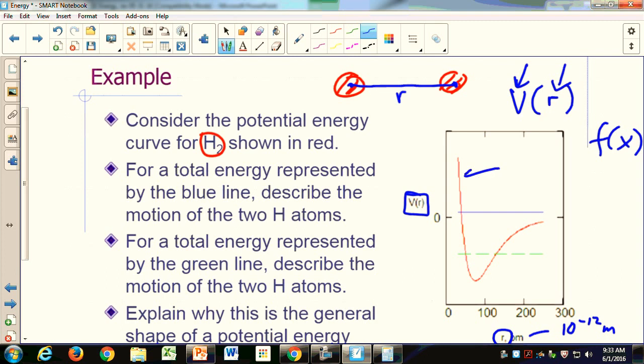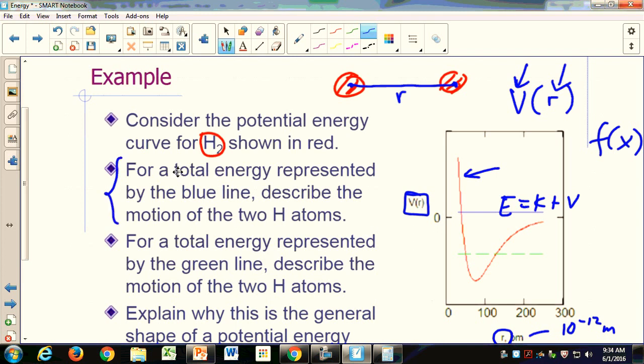So this red curve right here is your potential energy as a function of distance between the two hydrogen atoms. Let's try to interpret what this means. Let's consider the scenario where the total energy is the blue line. So this E total is going to be equal to what? Kinetic plus potential. So let's see what happens.